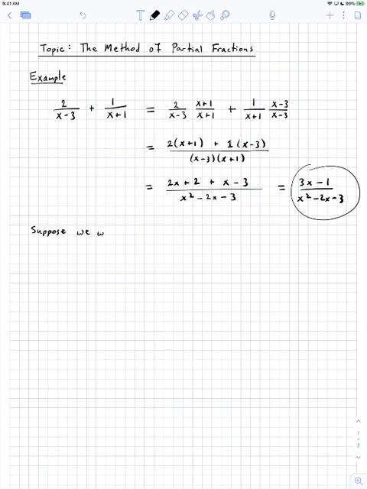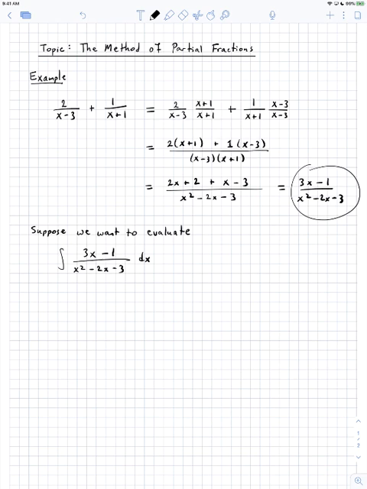So suppose we want to evaluate an integral. And the integral we want to evaluate is 3x minus 1 divided by x squared minus 2x minus 3 dx. So this is the antiderivative, or the indefinite integral of a rational function. It's what we call a proper rational function because the degree on top is strictly smaller than the degree on the bottom. And it's something that maybe we don't know how to integrate.